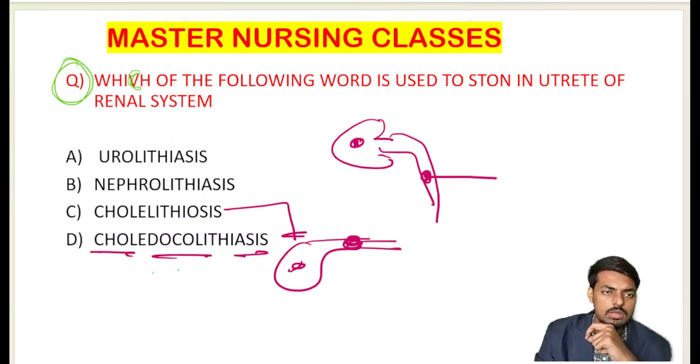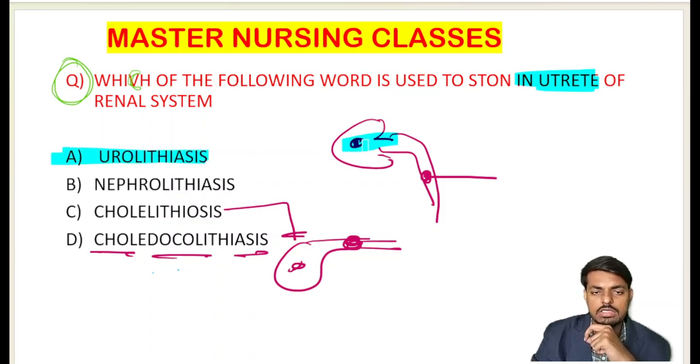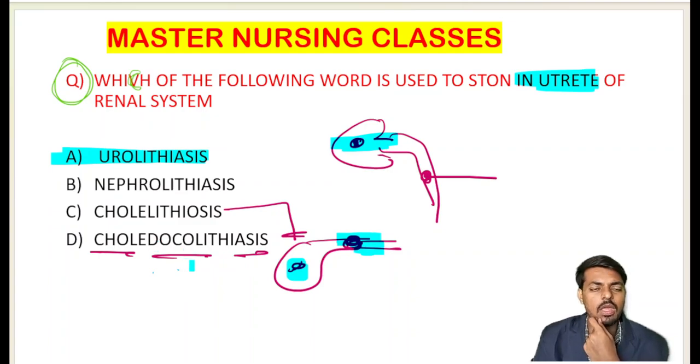Very, very important four terms. Keep them in your mind. So which of the following words is used for stone in the ureter? Stone in the ureter means urolithosis. Stone in the kidney means nephrolithosis. Stone in the gallbladder means cholelithosis, and stone in the bile duct means choledocholithosis. Hope the concept is very clear for this question. These four terminologies were repeatedly asked in our previous exams, so I have brought this question in front of you to solve the four terminologies in a single question.